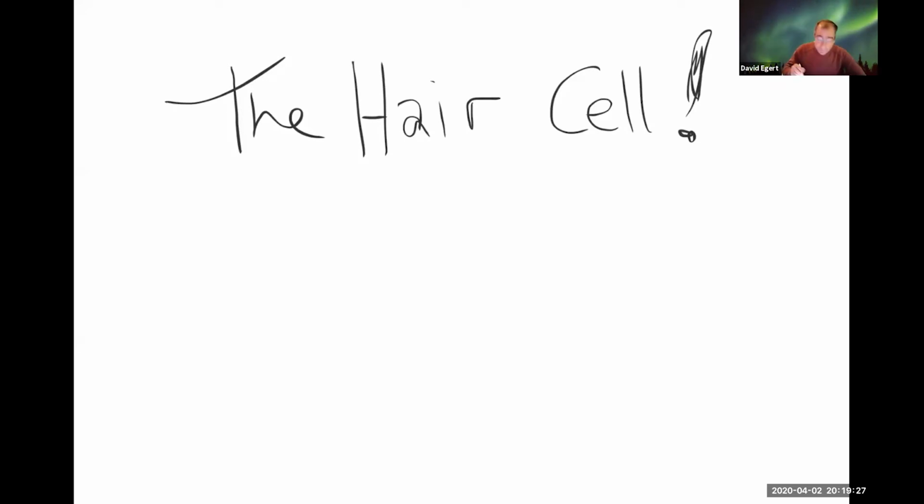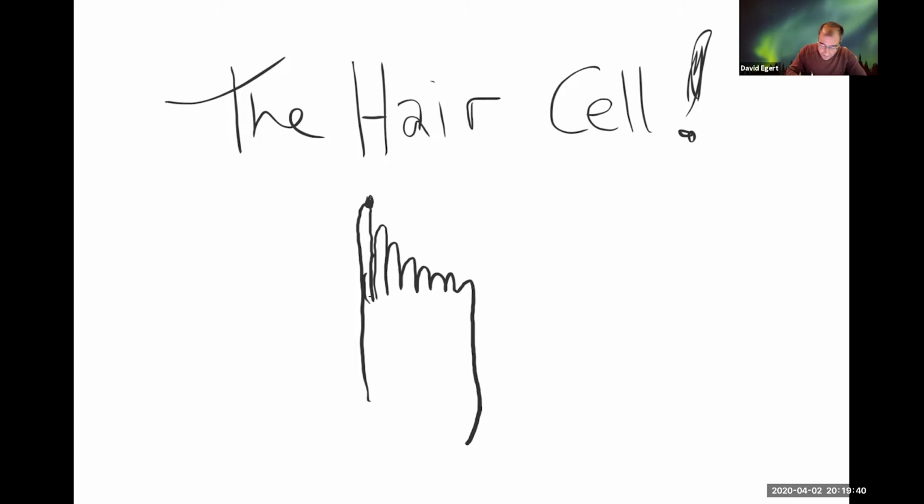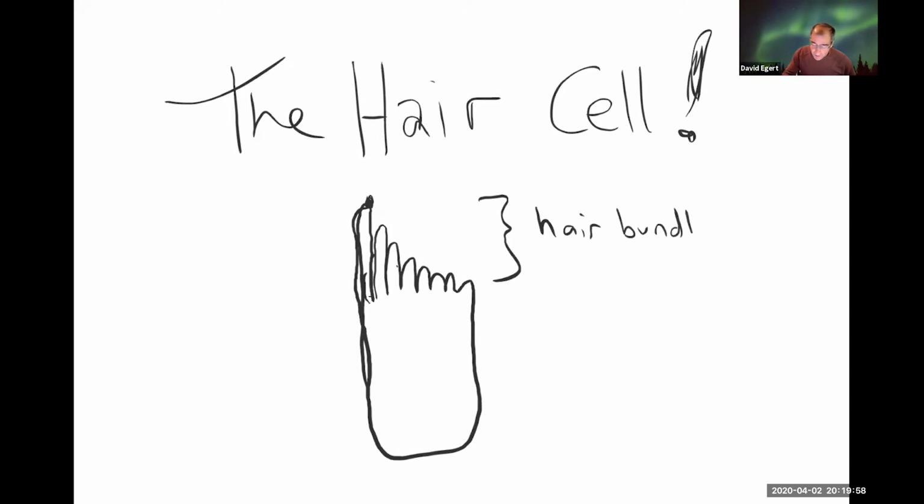It gets its name because it's got these extensions. There's one true cilia called the kinocilium, and then these other things that are actually stereocilia. It doesn't really matter. I always think it looks kind of like Bart Simpson's hair or something. It's called a hair cell because it has these cilia and stereocilia coming up, which they call the hair bundle. The tallest of them all is called the kinocilium.